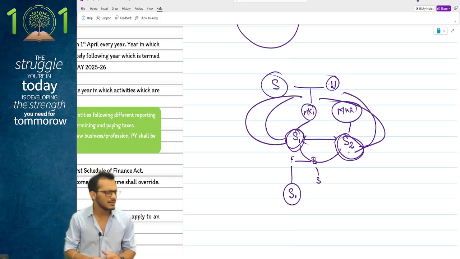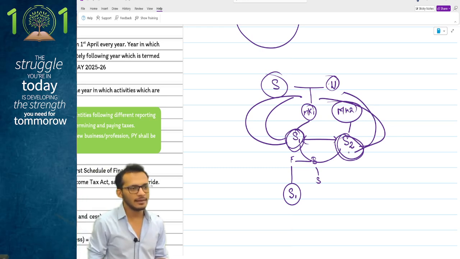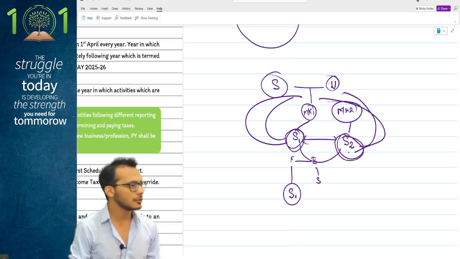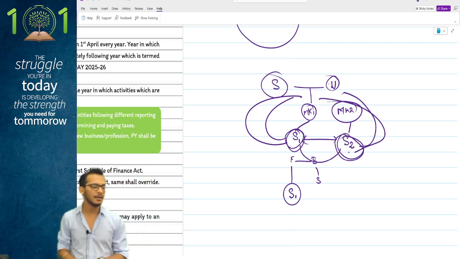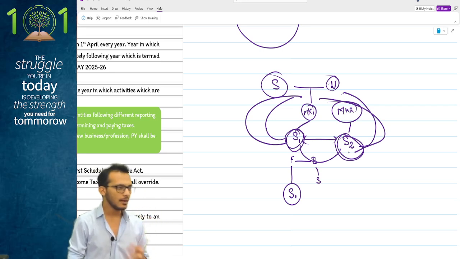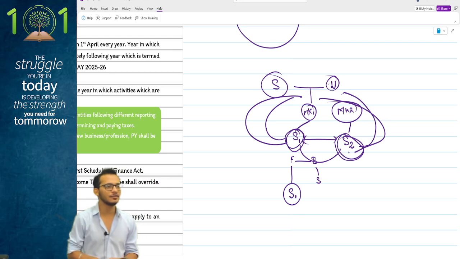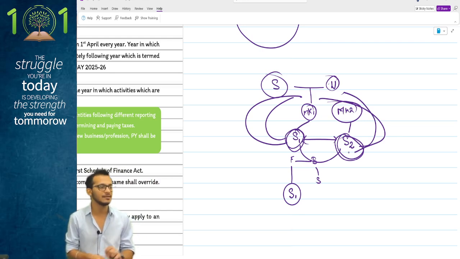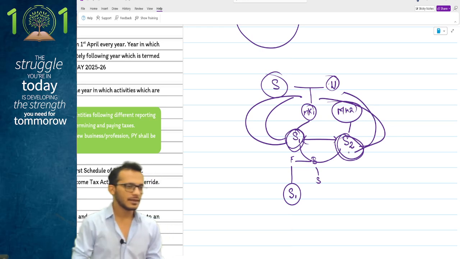Correct, not correct? Yes, this is an example of an AJP. Clear enough to go? Yes, these are small examples for you to keep in mind, because please understand, the company cannot file returns. The company is already liquidated, so the company cannot pay taxes. The liquidator will pay taxes in the capacity of an AJP.